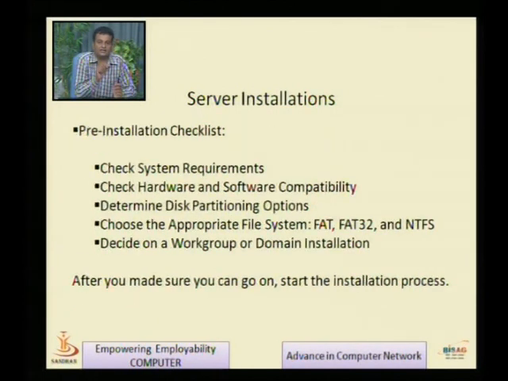This is the checklist of what we need to plan before installation of the server. The first is system requirements. For example, if you want to install a server, then your hardware must be server hardware. There are two types of machine: a normal desktop machine, which has a keyboard, mouse, monitor and CPU, that is a normal desktop operating system. We can install a server operating system on the same desktop, but it is simply for testing purposes.